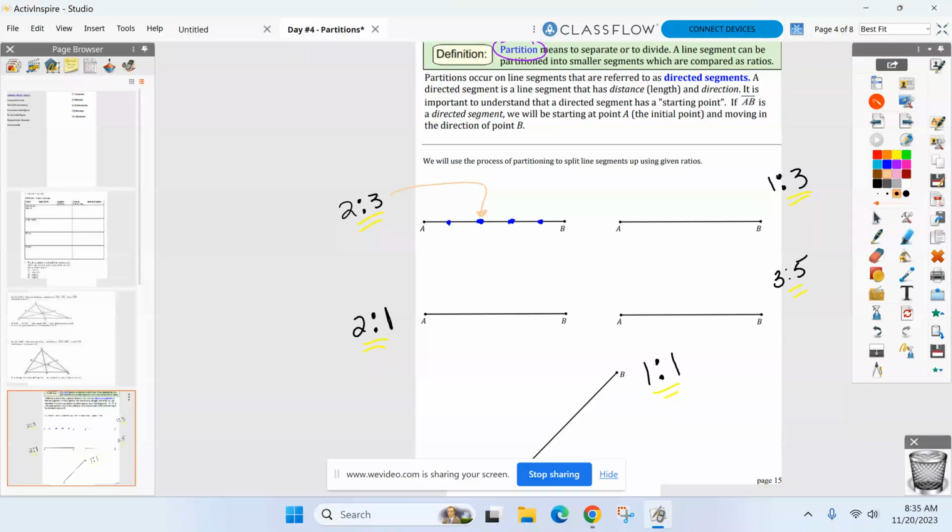All right, let's keep going. 1 to 3 now on the next one. Can you find a point that would break it up into 1 to 3? Again, how many equal parts would it make sense to break it up into first? 4 equal parts. So go ahead, do your best. Nothing great. Break AB up into 4 equal line segments, if I'm going to go 1 to 3.